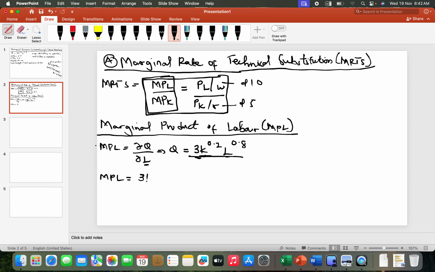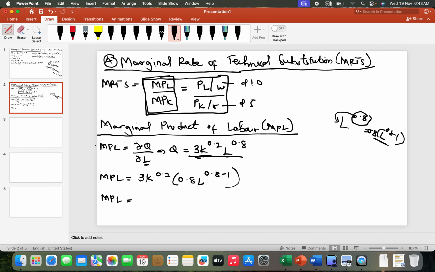So this is 3K^0.2. My focus is just the labor. Now, per the rules of indices, the exponent comes down as 0.8 L, then that same exponent minus 1. That's the rule of indices, so we are going to apply that here. So 0.8 L, with that same exponent minus 1. Let's use the calculator. 3 times 0.8 gives me 2.4. So I have that.